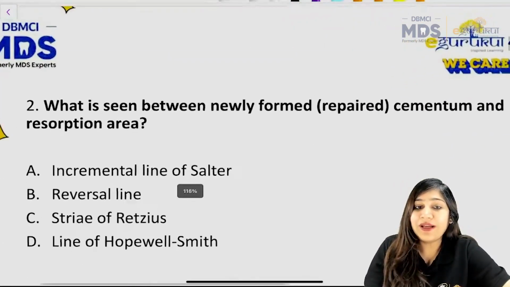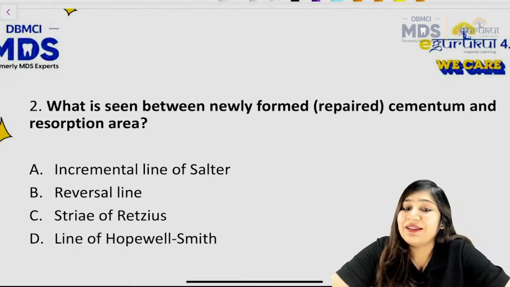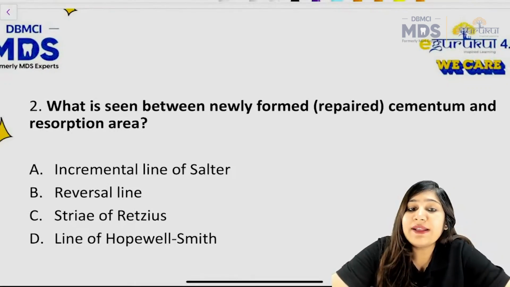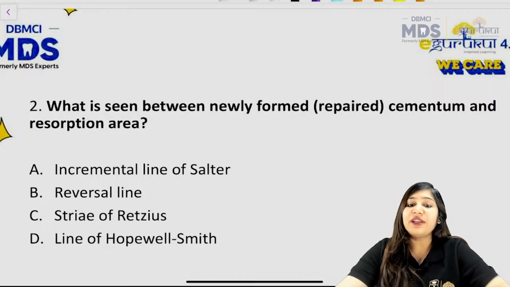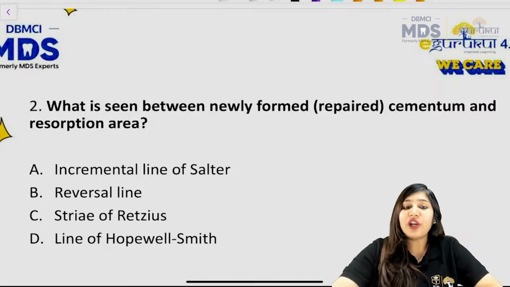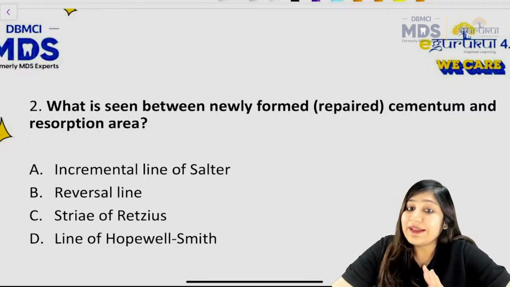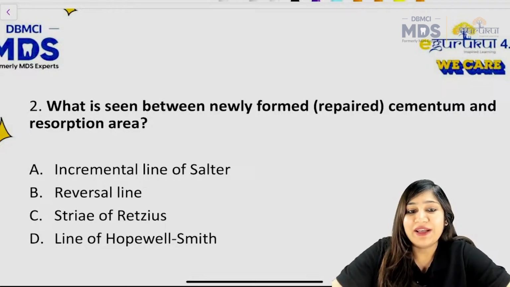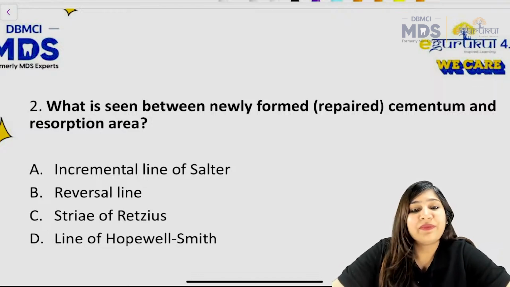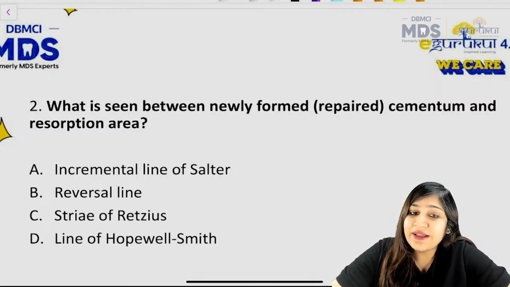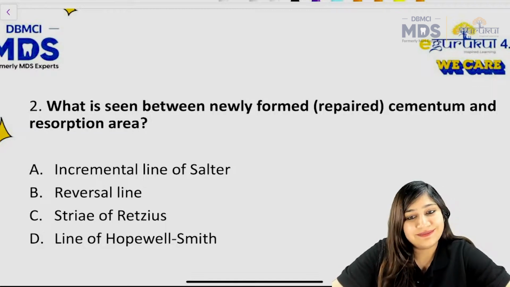Now coming to our second question. Histology question. What is seen between newly formed cementum and the resorption area? So what is seen basically? This can be seen in bone also, right? So they are saying, is it incremental lines of Salter, reversal line, striae of Retzius, or line of Hopewell-Smith?